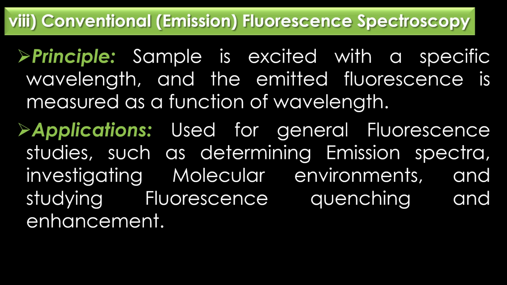The final and eighth type of fluorescence spectroscopy is conventional or emission fluorescence spectroscopy. This conventional fluorescence spectroscopy is the basic form of fluorescence spectroscopy, where the sample is excited with a specific wavelength and the emitted fluorescence is measured as a function of wavelength. Regarding applications, it is used for general fluorescence studies such as determining emission spectra, investigating molecular environments, and studying fluorescence quenching and enhancement.